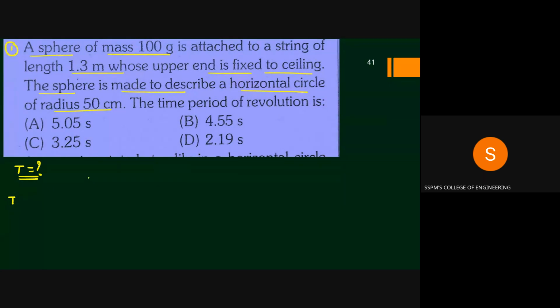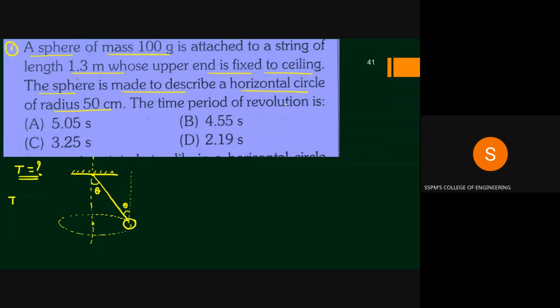Basically the system is like this: this is the ceiling. There is one string whose upper end is fixed to the ceiling, and the other end has a bob connected. Now this bob revolves in a circle which is in the horizontal plane. So basically this will form a conical pendulum system. If this angle is theta, this angle will be theta.